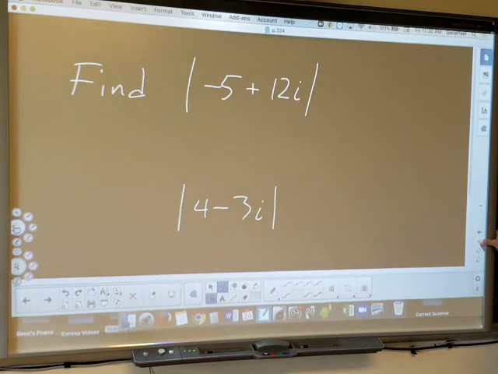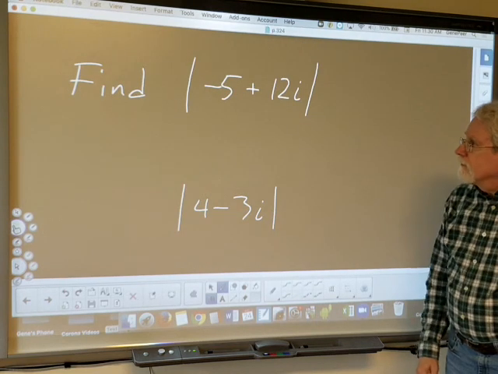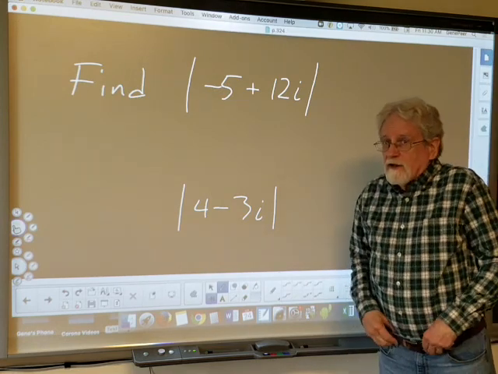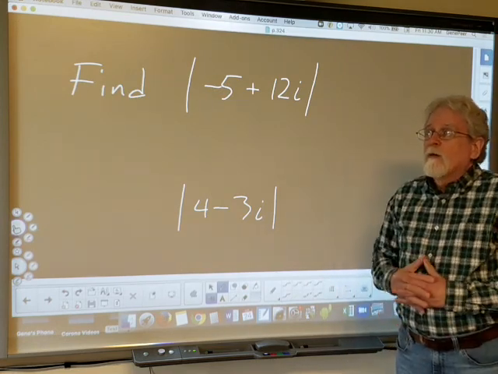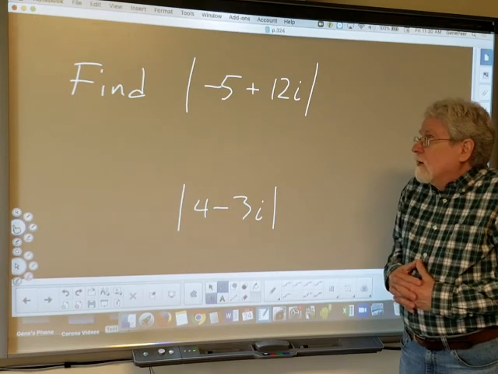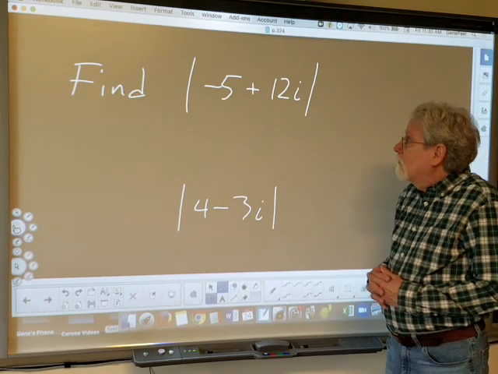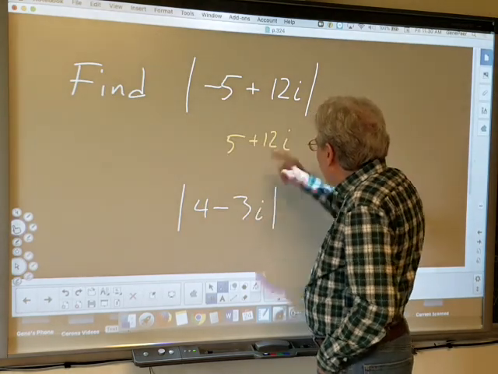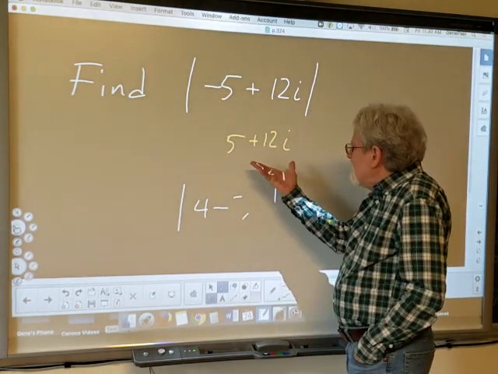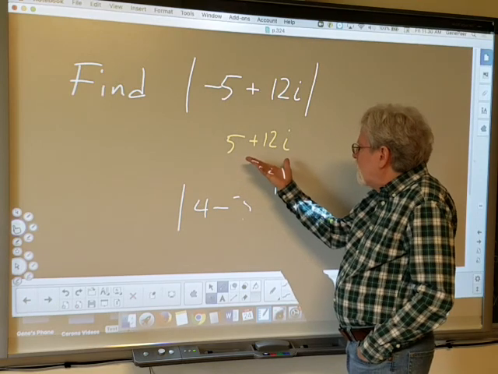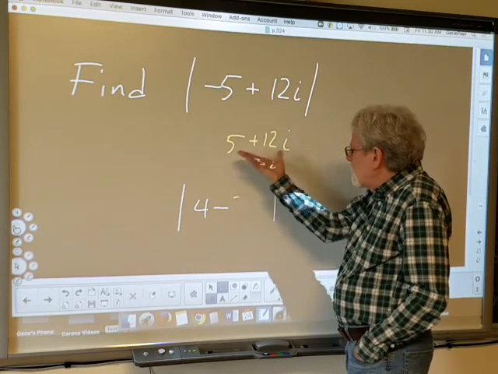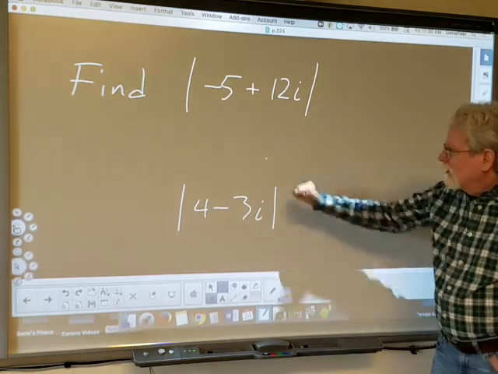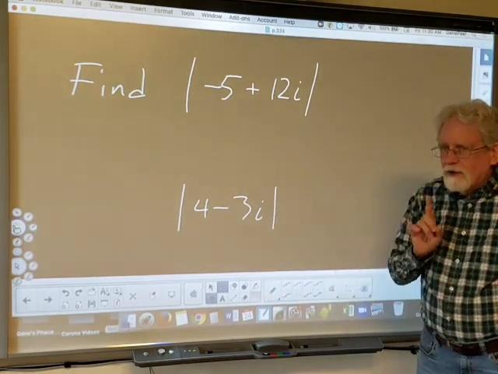What's on my next screen? Okay, some practice. To find the absolute value of negative 5 plus 12i. And again, those who are not watching the videos might give me some wacky answer like, oh, it's going to be positive 5 plus 12i. What does that even mean? That's the distance from 0? We don't even know what an imaginary number means. Forget it. No, that's silly. You've got to pay attention here.